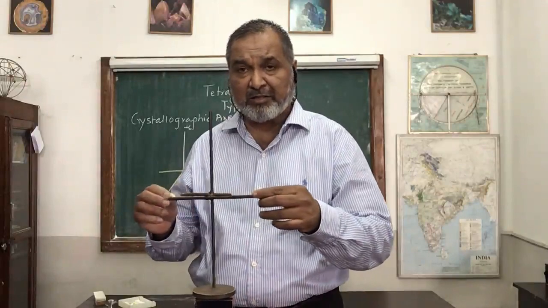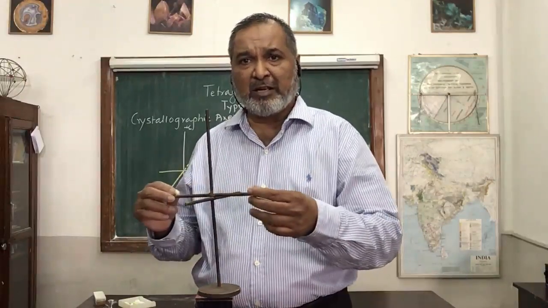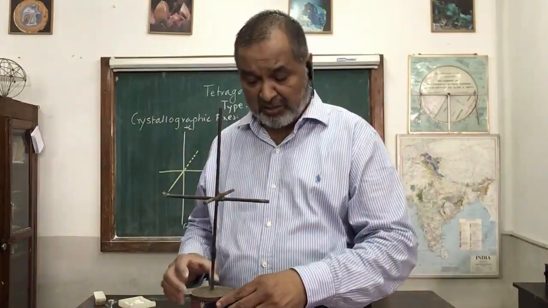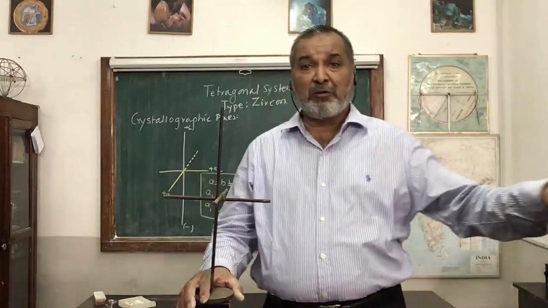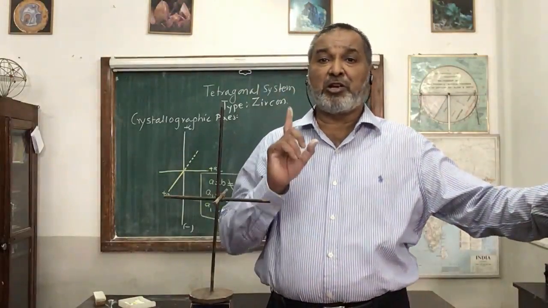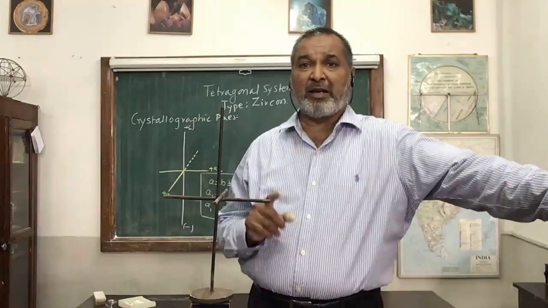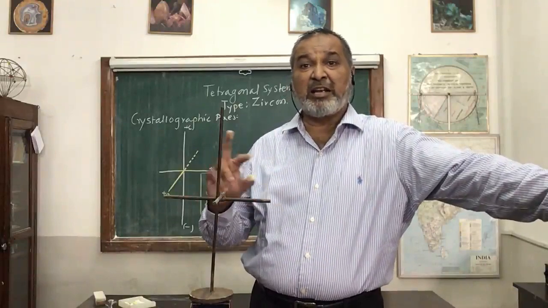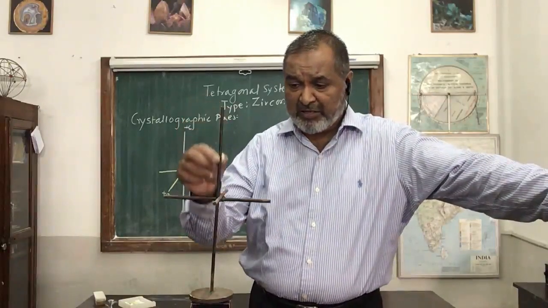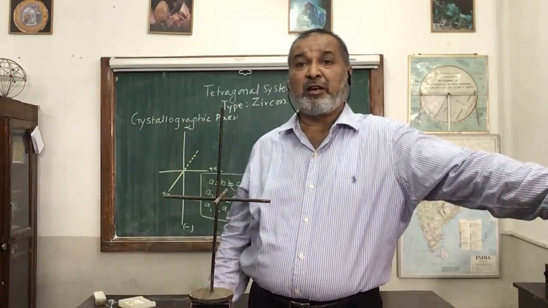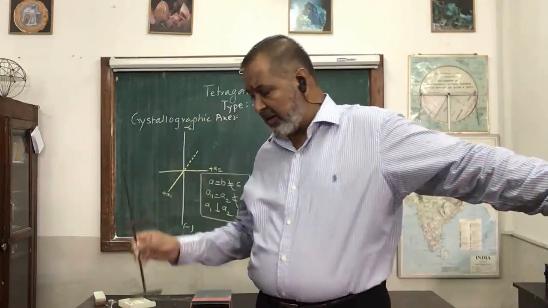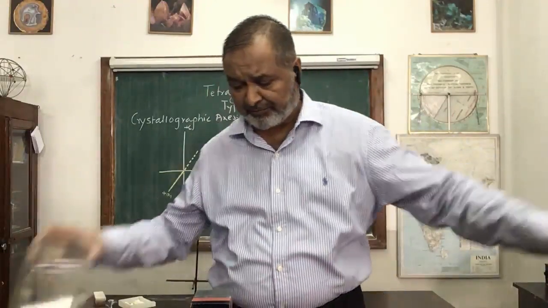They are interchanged. You can interchange them. A can become B, and B you can make A. So A1 and A2 can be interchanged, because the axes are equal in length and perpendicular to each other. But the C, which runs from top to bottom, is the longest axis. The same crystal model we will see in the glass model.